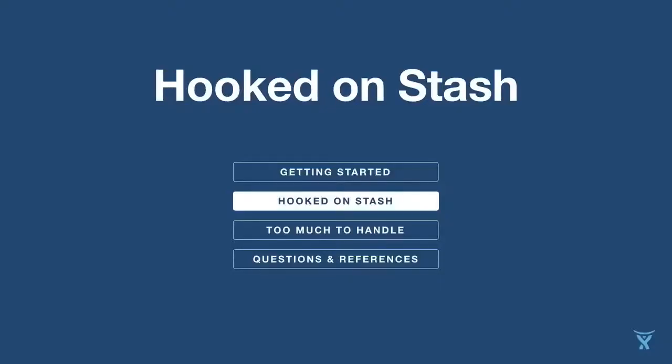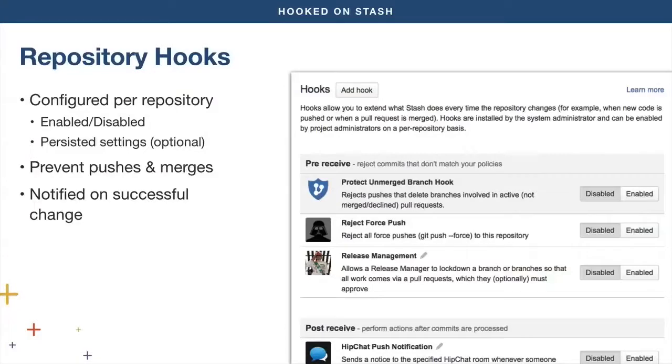But let's jump into the first plugin point that I want to talk about today, and that's repository hooks. Repository hooks are a way for you to gate pushes or merges of pull requests to a repository, as well as perform actions on successful pushes. These are configured per repository, and that's at a minimum an enabled or disabled status, or optionally you can configure arbitrary settings for your hook. You can see that on the right of the screen, the hook settings page. They're all the hooks that are available in this instance.